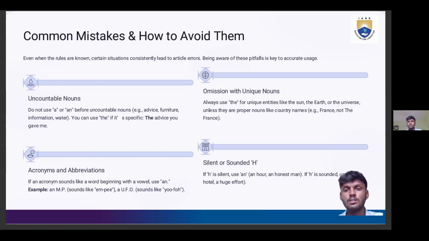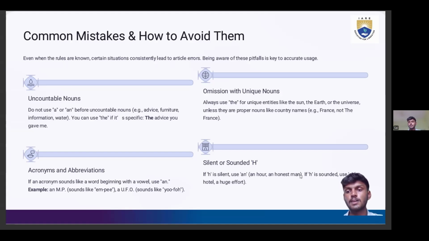Next, acronyms and abbreviations. If an acronym sounds like a word beginning with a vowel, use an. For example, an MP, and a UFO, because it sounds like yoo-foh.